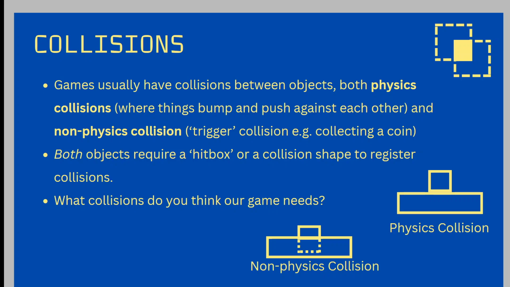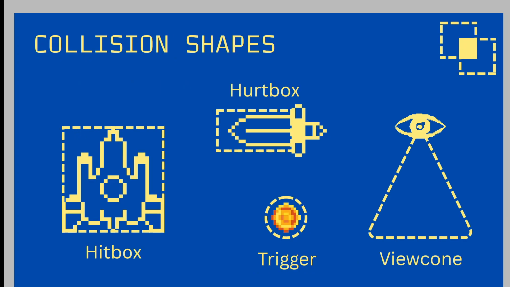Both objects in a collision event, like if I hit a chair, the chair is also technically hitting me, right? I think like Newton's third law and everything. So both objects require a collision shape to be able to register the collision. Like I said, we want a bullet to kill the enemy. So the collision that our game needs is a collision between the bullet and the enemy, and a collision between the player and the enemy.